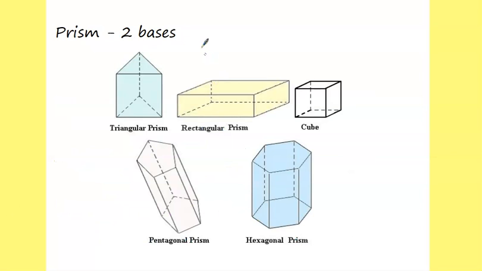A prism has two bases. All of these are various types of prisms, and it is named according to the shape of the base. A triangular prism has two triangles, and then connected with rectangles otherwise. A rectangular prism, the bases are rectangles. A cube would be squares. Then you can get into things like pentagonal prism, hexagonal prism, octagonal prism, named according to the shape of the base.